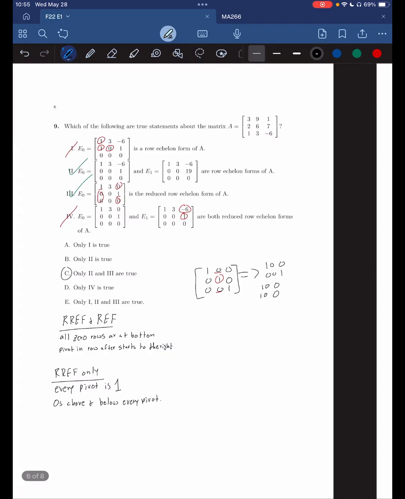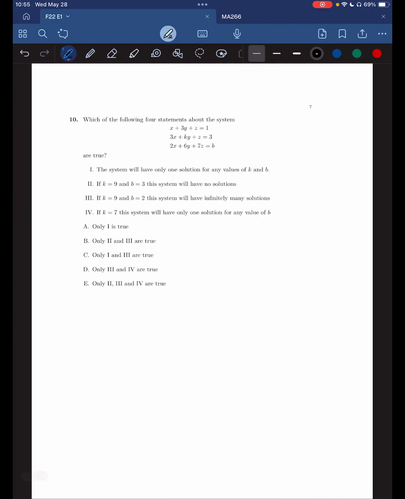So C. All right, number 10. Number 10 is a pretty standard linear problem. It really tests your knowledge of these systems of linear equations, and we will be using two concepts here. We're going to use a little bit of row reduction, and a little bit of determinants. So let me put this into matrix form, which obviously you just take your coefficients and you augment your right-hand side. This is a K, this is a 1, this is a 3, 2, 6, 7, B. Right, so this is what our matrix looks like.